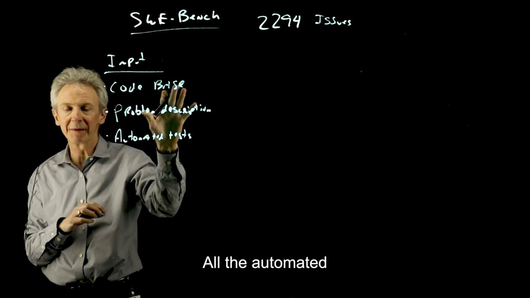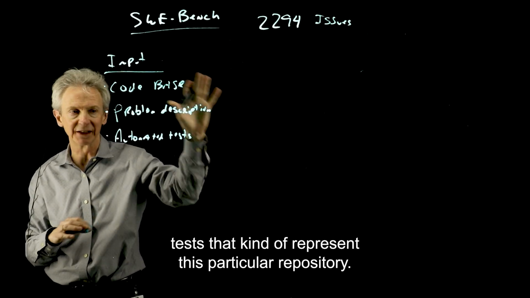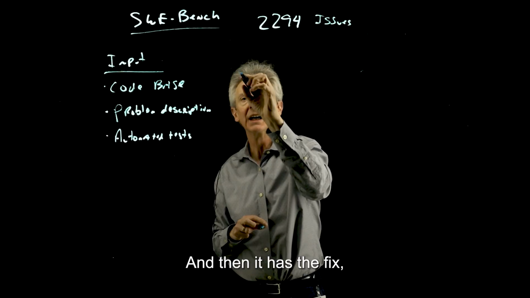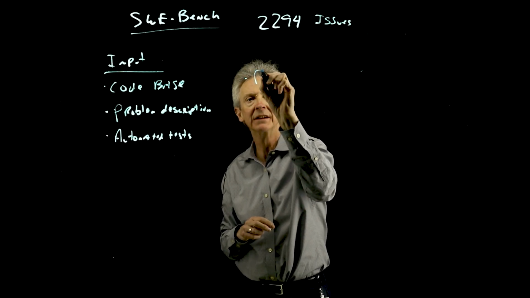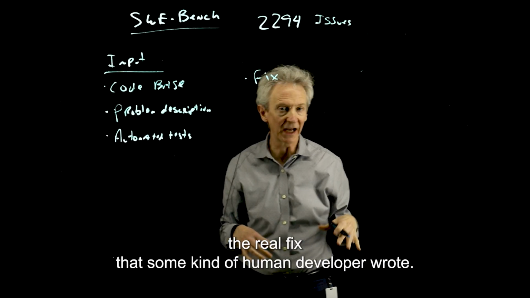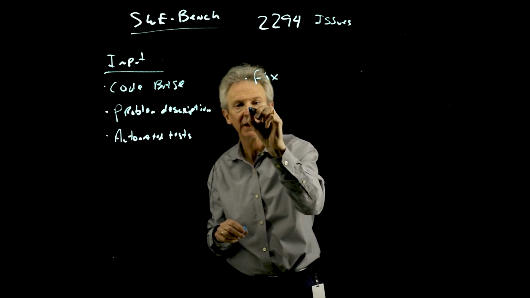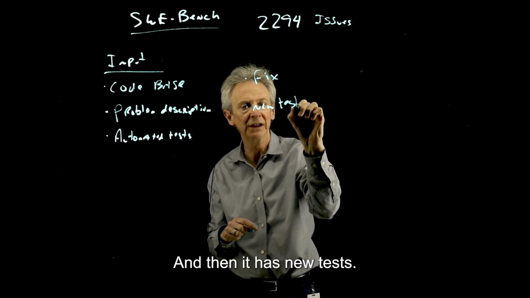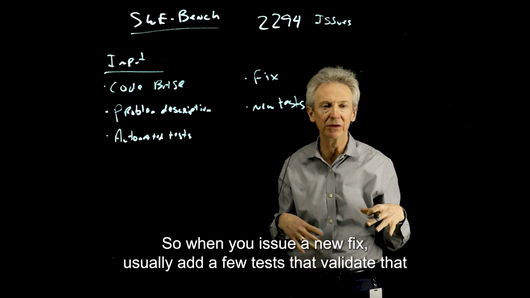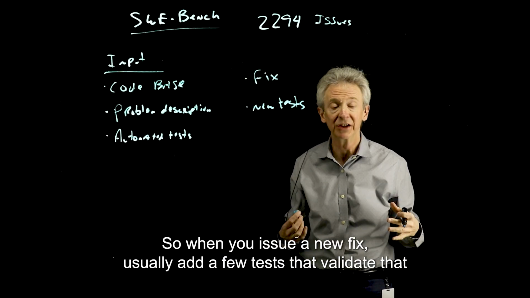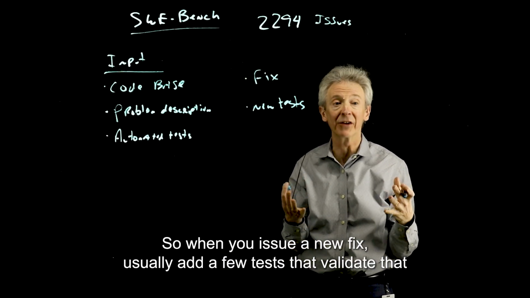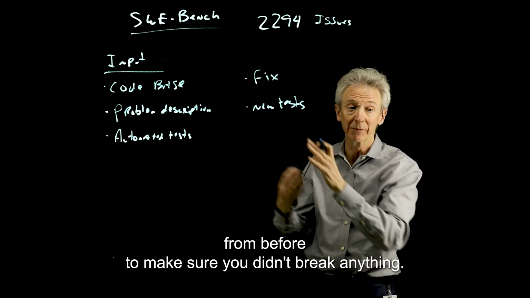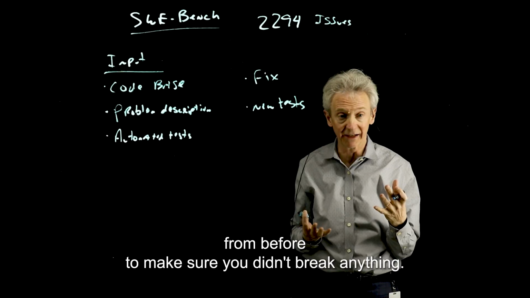All the automated tests that represent this particular repository. And then it has the fix, the real fix that some human developer wrote. And then it has new tests. So when you issue a new fix, you usually add a few tests that validate that fix worked, in addition to running all the automated tests from before to make sure you didn't break anything.